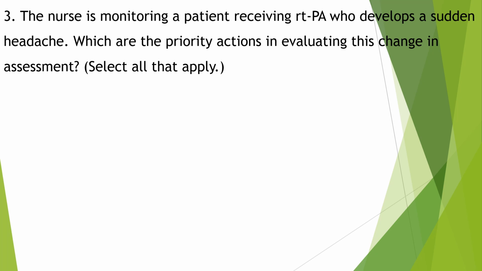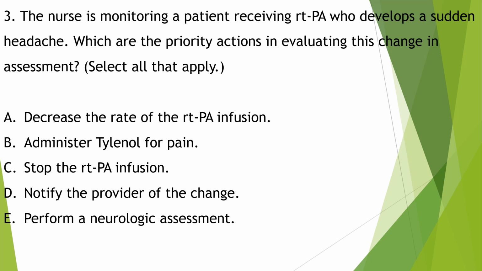The nurse is monitoring a patient receiving RTPA who develops a sudden headache. Which are the priority actions in evaluating the changes in assessment? Decrease the rate of the RTPA infusion, administer Tylenol for pain, stop the RTPA infusion, notify the provider of the change and perform a neurologic assessment.